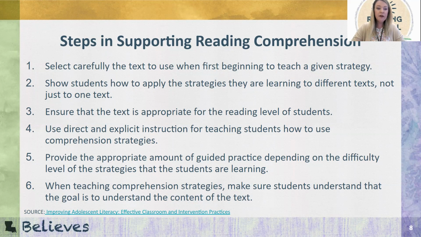When teaching comprehension strategies, make sure students understand the goal is to understand the content of the text. It's not just to understand the actual strategy, because pretty soon I explain to my students, the strategy is not so you know the strategy. Eventually what's going to happen with the strategy is it becomes part of your thinking and you no longer need the strategy because it's happening automatically in your brains. And you'll start to see as your students become more proficient and fluent with the strategy, you can take it away and they're going to be doing that in their heads on their own.